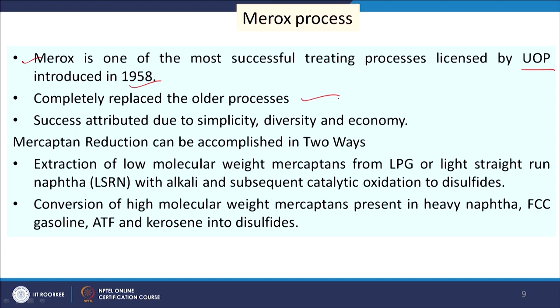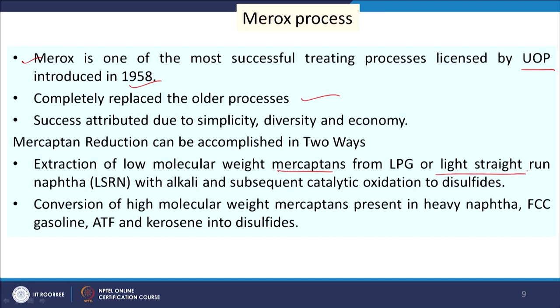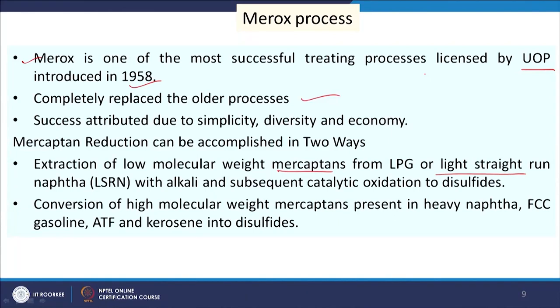It can be performed in two ways. One is for light molecular weight mercaptans from the LPG and light straight run naphtha. Those can be separated by using an alkali solution, and then that can be catalytically oxidized. So, we have LPG or straight run naphtha, and this will react with some alkali solution, and the mercaptans will come into the alkali solution, and then this solution will go for catalytic oxidation.